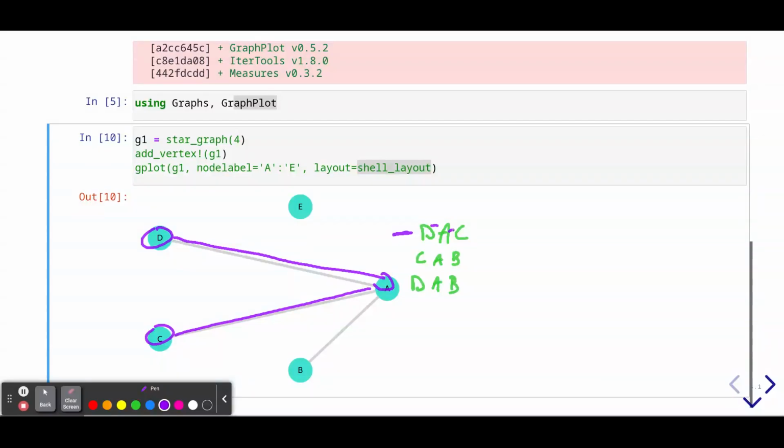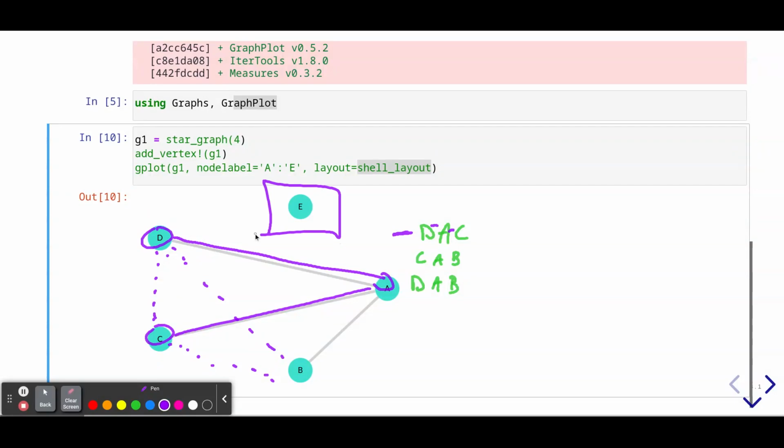Now, each of these 3 triangles is open because there are exactly 2 edges involved in each of the triangles. So if we were to add some edges, suppose we added an edge here, or maybe another edge between C and B, or even an edge between D and B, then the corresponding triangle where the edge was added would become closed.